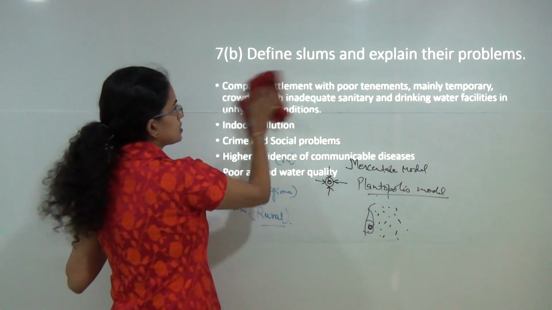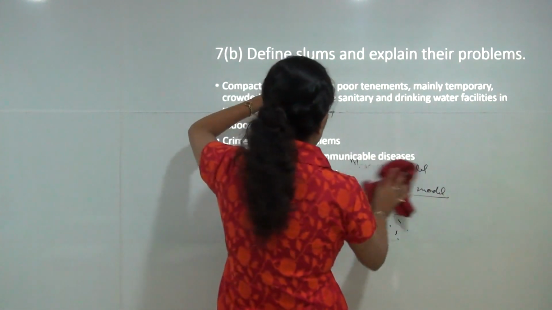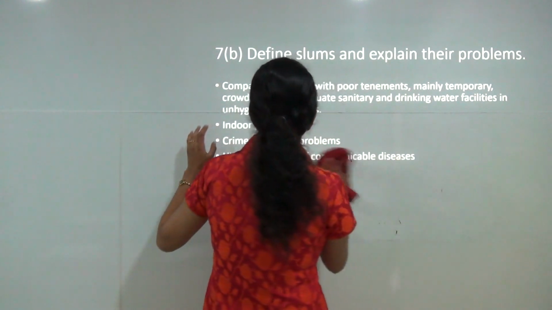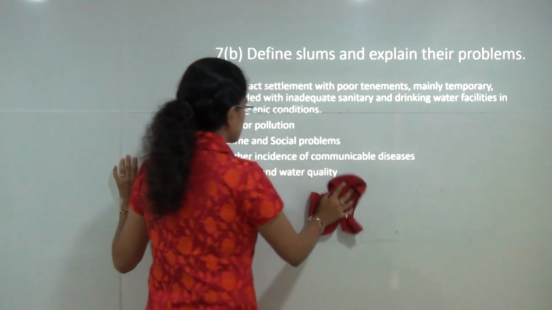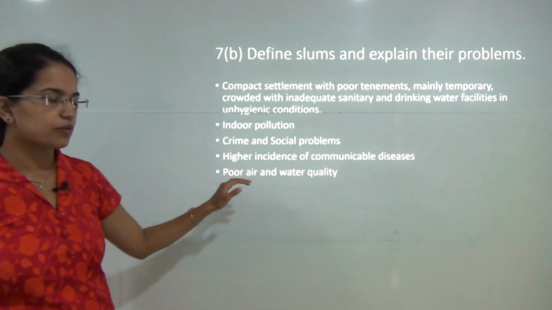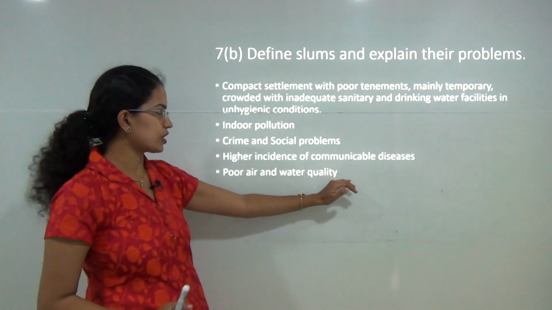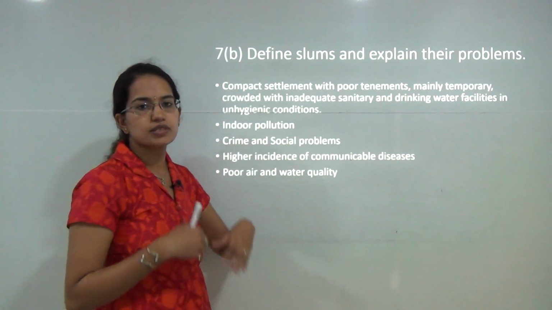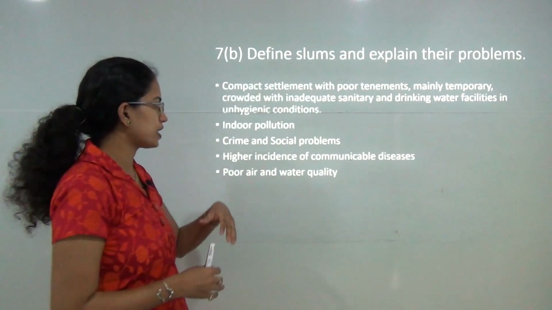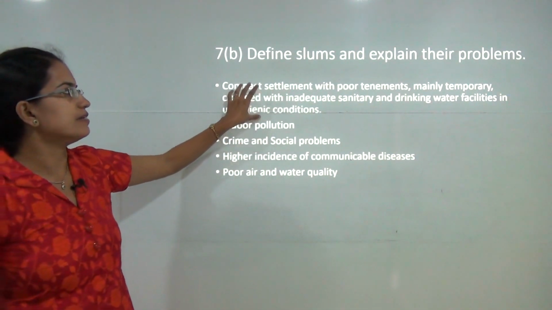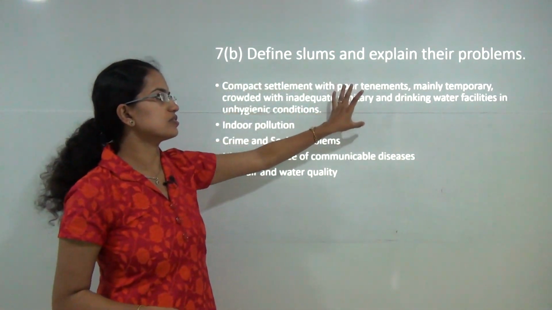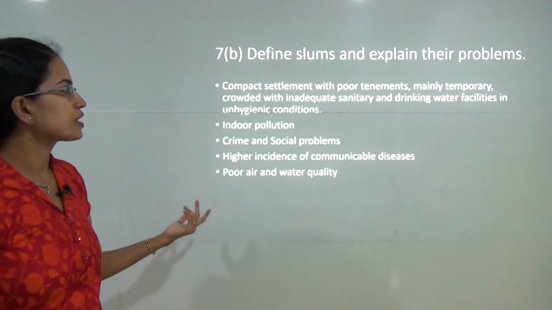The next is: define slums and explain their problems. When we talk about slums, you need to highlight the basic problems under these heads: a very high incidence of communicable diseases, poor air and water quality, social problems, problems related to crime, and indoor pollution. When you are defining slums, you can use this kind of definition to explain what slums are.